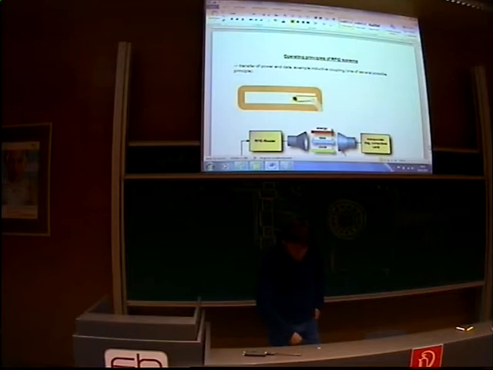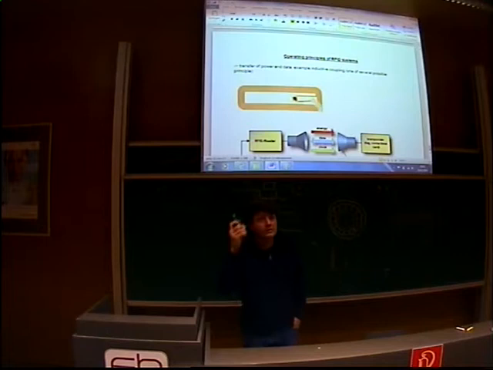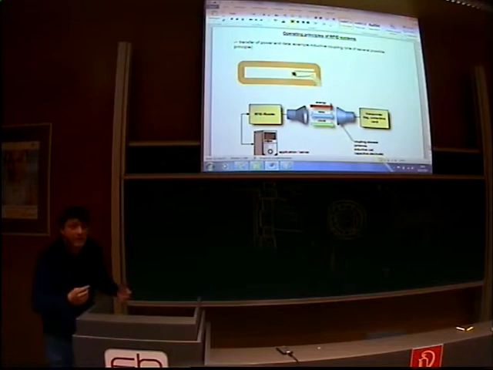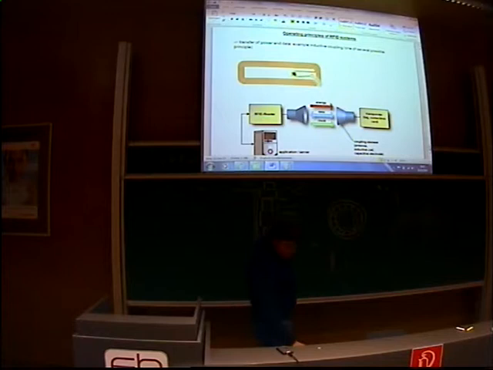RFID, you have some tags. Where are these tags? I can find them, you know. The most important thing is obviously the antenna. You see it, it's the biggest thing. And here in the middle, the MCU, the microcontrol unit, is quite small.